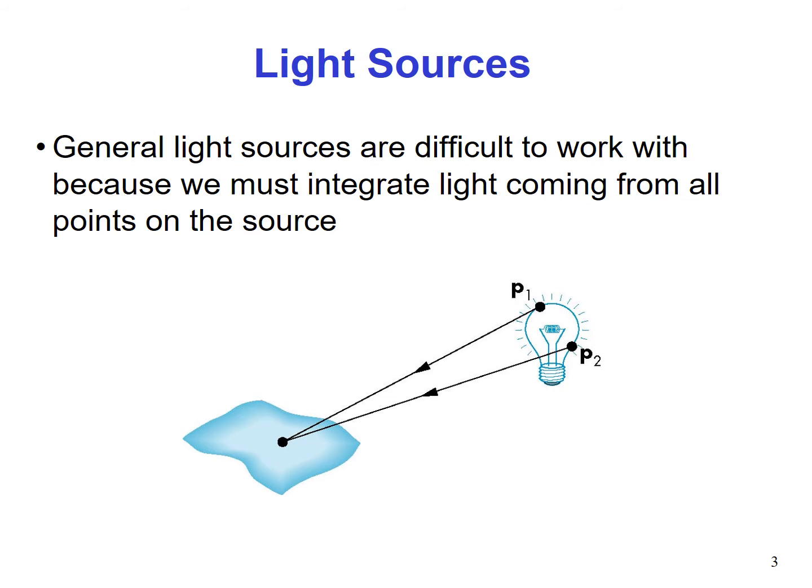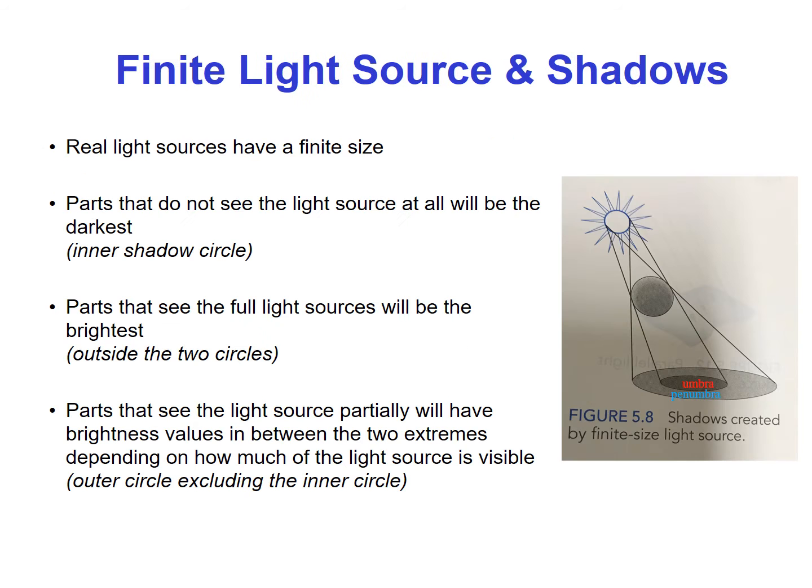Light sources in the real world are difficult to model because we must integrate light coming from all points in the light source. For example, if we want to determine the light that strikes this point, we must integrate light coming from every point in this light source. To make things more difficult, because of the finite size of real-world light sources, we will get complex shadows.